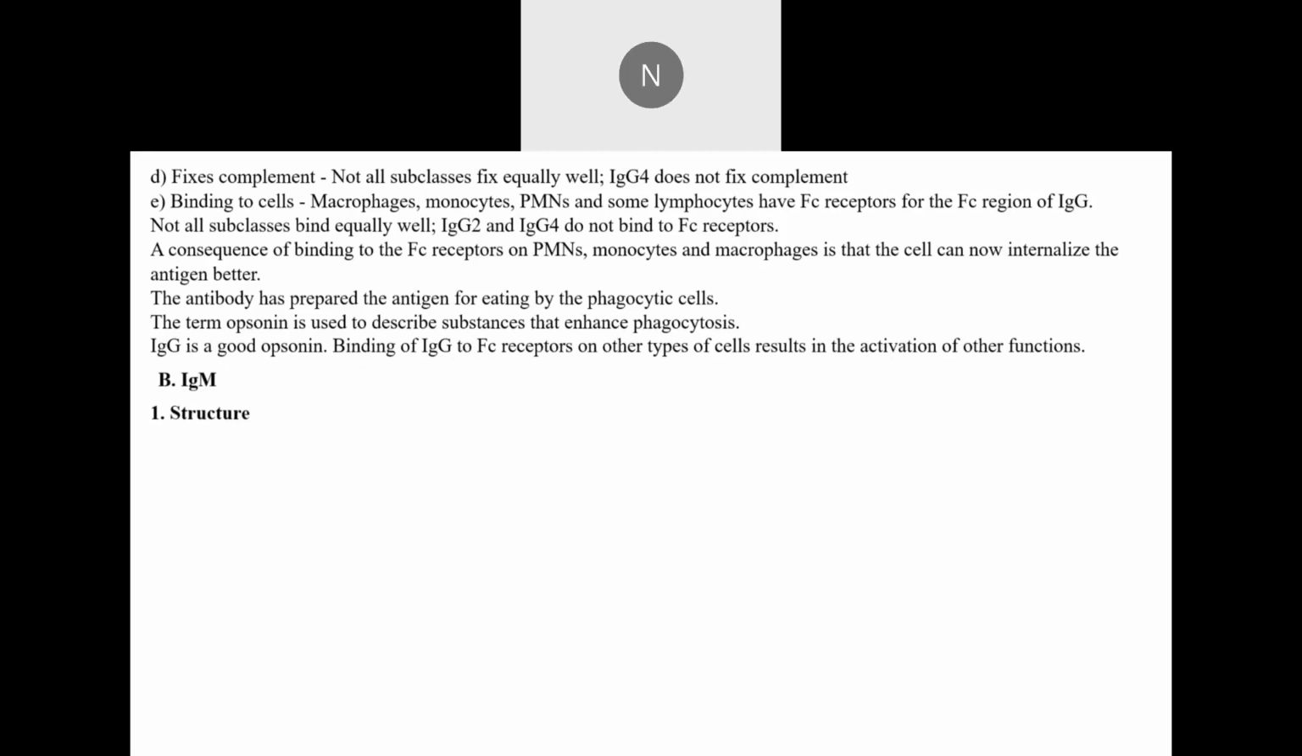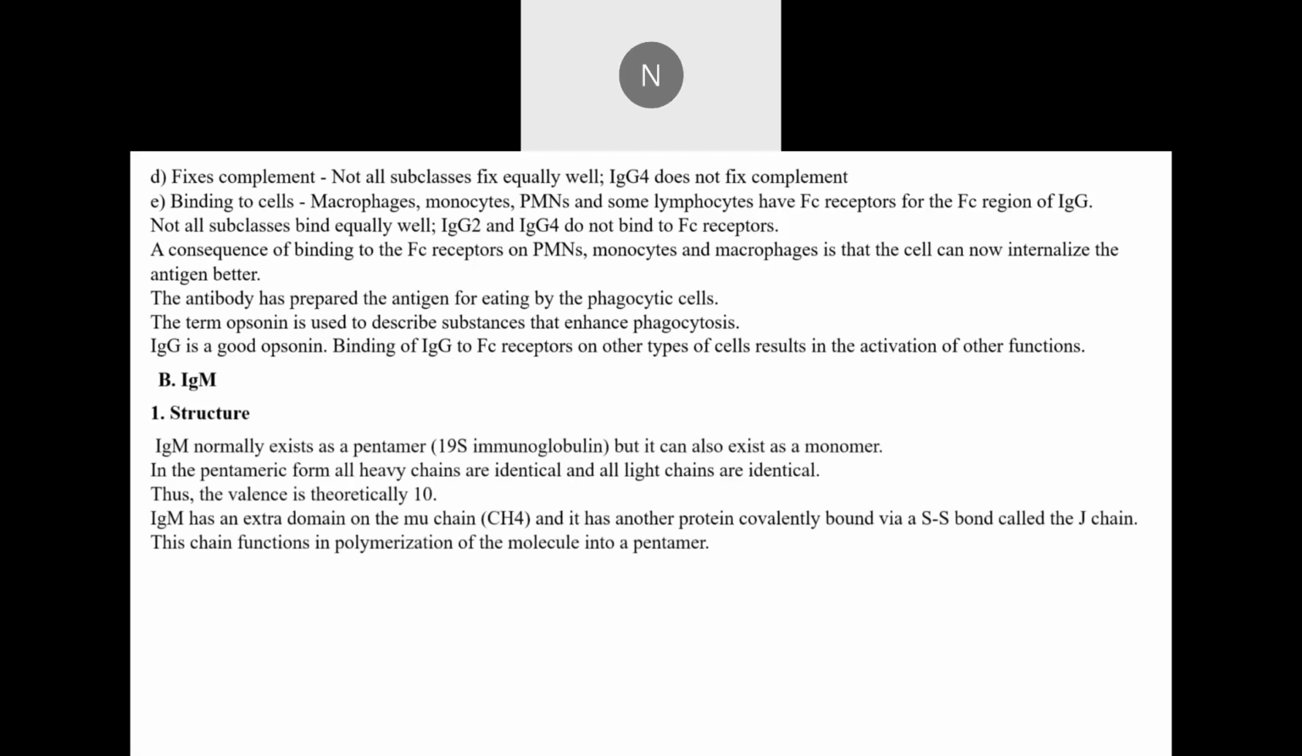And IgM structure, it is the biggest of all the immunoglobulins. And as he mentioned, it's a pentameric structure. You can see 5 Y-like things are bound together, and it has a valency theoretically of 10, and it has an extra domain, and another covalently bound S-S bound protein, which is called the J chain. This is all too much detail, but the J chain functions in polymerization of the molecule into a pentamer.